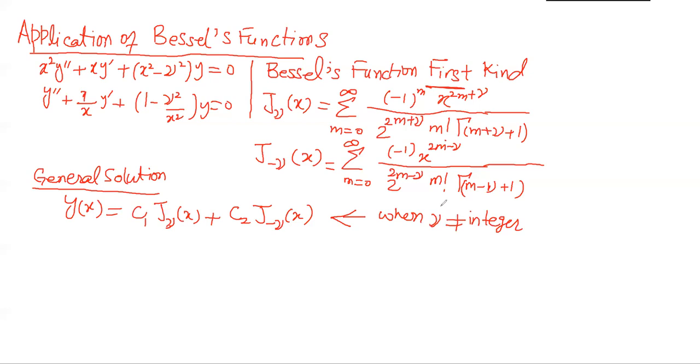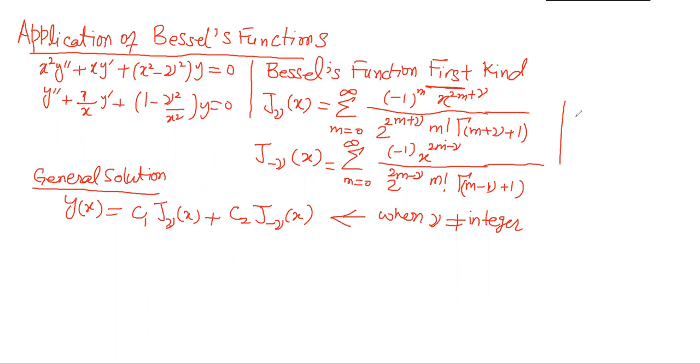Remember that we can use this J nu and J minus nu for integer values as well. But if nu is an integer, we cannot use this general solution for this equation. So this general solution we can only use when nu is not an integer. In this case, J nu and J minus nu both will be independent. So therefore, their linear combination can be represented as a general solution. So this thing you need to remember.